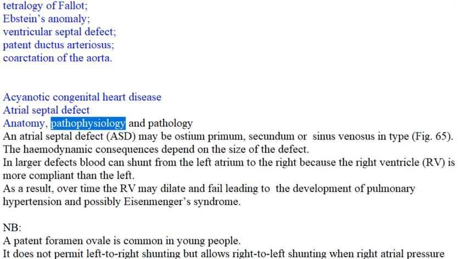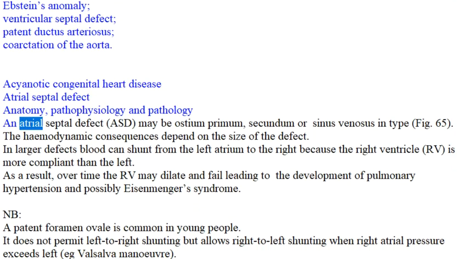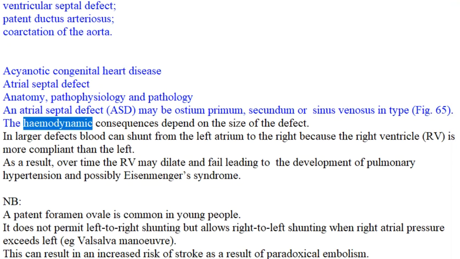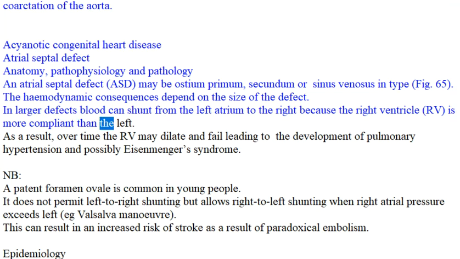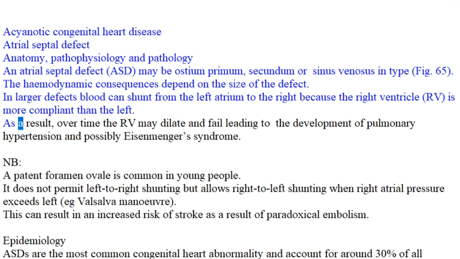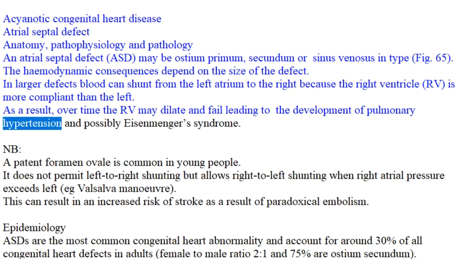Anatomy, pathophysiology, and pathology. An atrial septal defect, ASD, may be ostium primum, secundum, or sinus venosus in type, Fig 65. The hemodynamic consequences depend on the size of the defect. In larger defects, blood can shunt from the left atrium to the right because the right ventricle, RV, is more compliant than the left. As a result, over time the RV may dilate and fail, leading to the development of pulmonary hypertension and possibly Eisenmenger's syndrome.